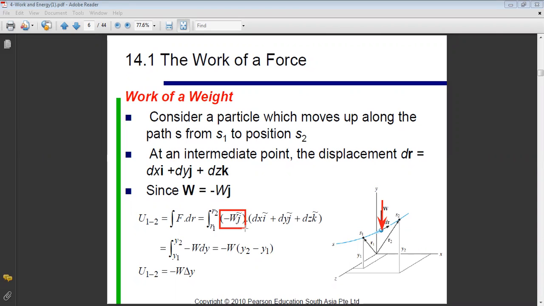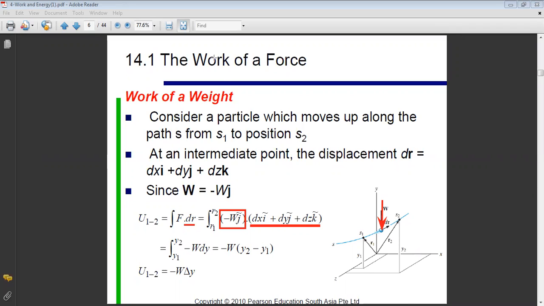And to find the work of the weight when we go from position 1 to position 2, we'll apply the formula. The vector weight is minus Wj. The displacement dr, since we are in a Cartesian system, we can decompose into three components: dx along i, dy along j, and dz along k. Okay? And now we do the expansion of the scalar product. You know that j dot i is 0 and j dot k is 0 because they are perpendicular. So you only have j dot j, which is 1, which will give you minus W dy. And now if you integrate between y1 and y2, you get that the work of the weight is minus W (y2 minus y1).